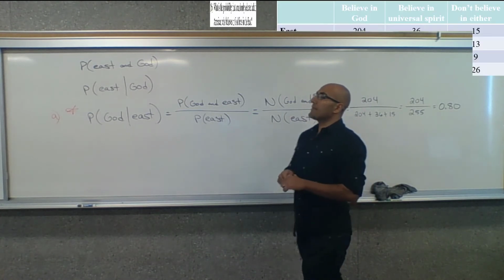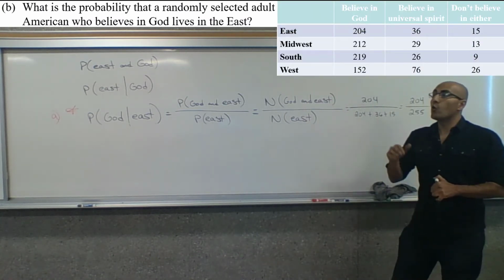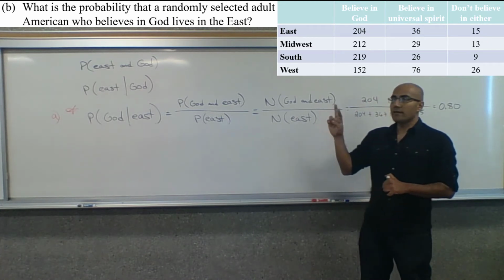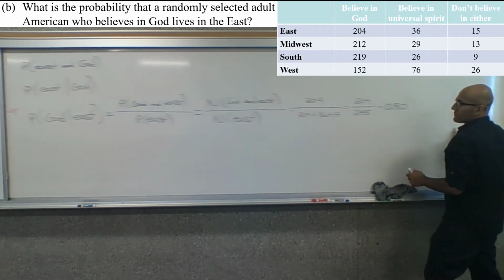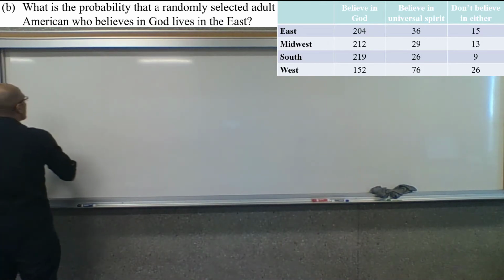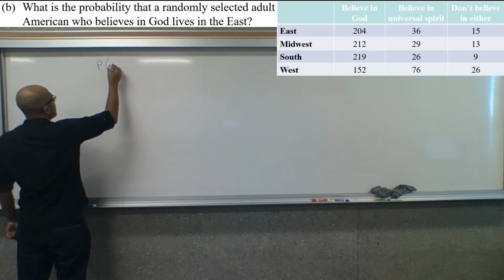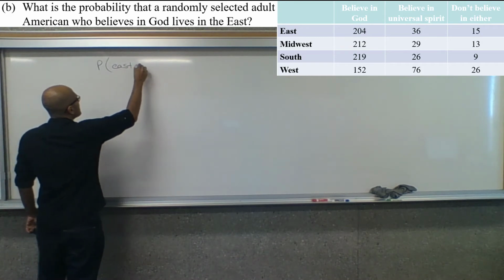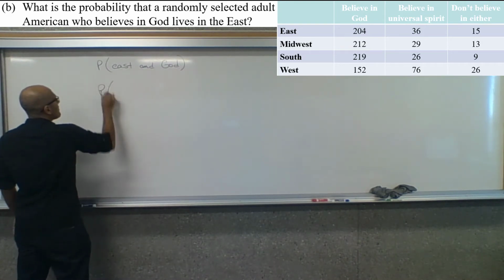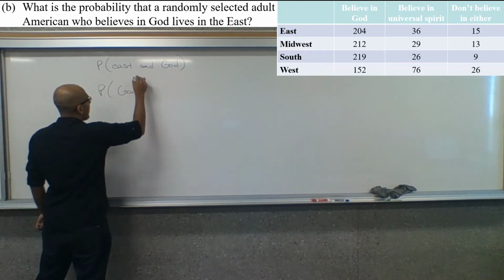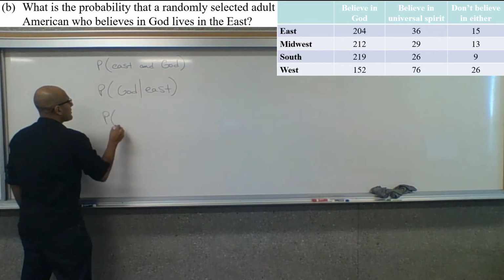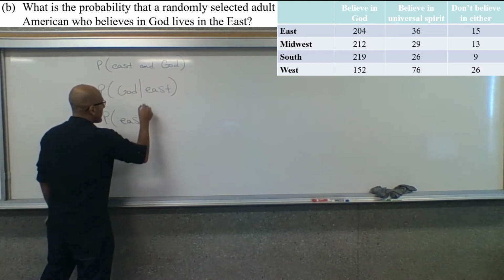Okay, what about part B? What is the probability that a randomly selected adult American who believes in God lives in the East? Okay, so it's the other way around. So again, when you read that, probability that we got East and God, we got probability of God and East, and we got probability of East and God.